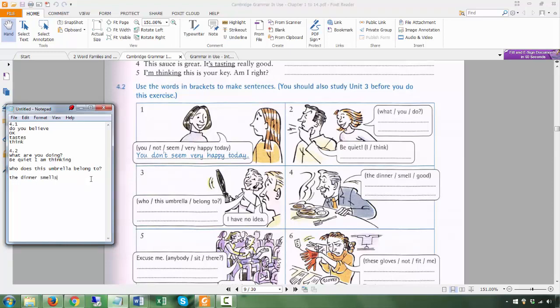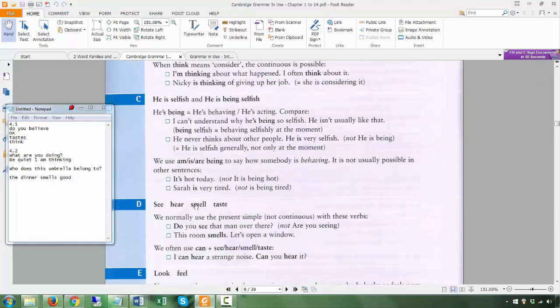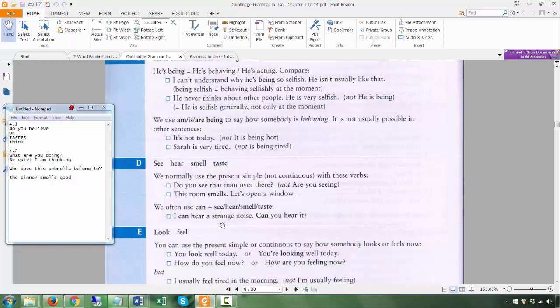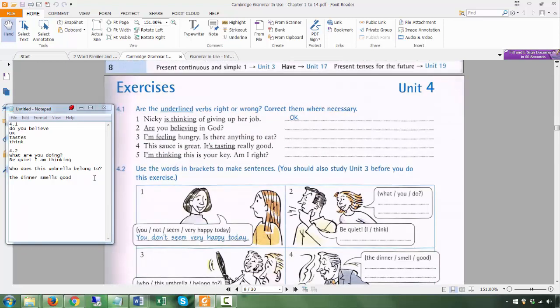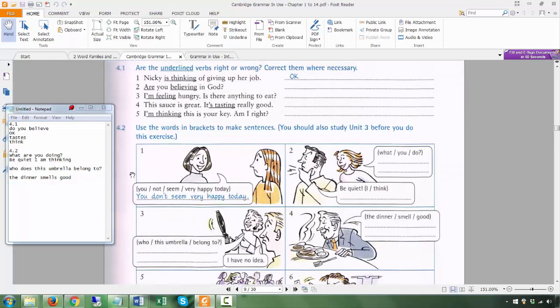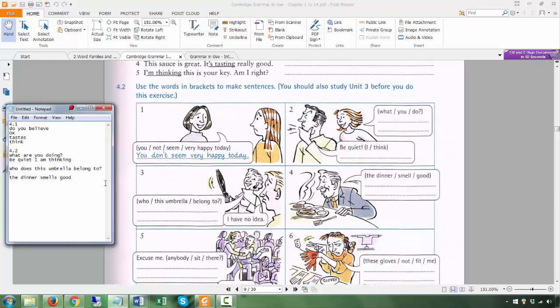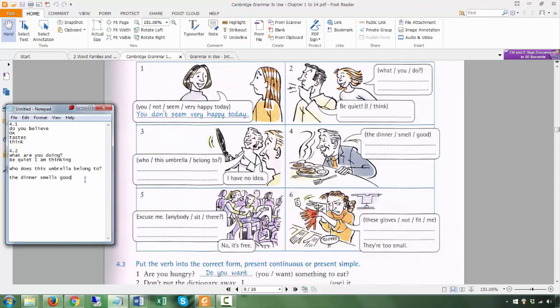The dinner smells good. Okay, that's a different meaning for smelling. So, does it mention here? I'm not sure if it mentions yet. There we go. Okay. We normally use the present simple of these verbs. Okay, unless you say, yeah, you can use it in the I'm smelling. Yeah, you don't really use it in the verb ing in the continuous. Okay. Unless the dog is smelling you, that's right now he's using his nose to smell you. Okay. Other than that, normally we don't use it in the present continuous.